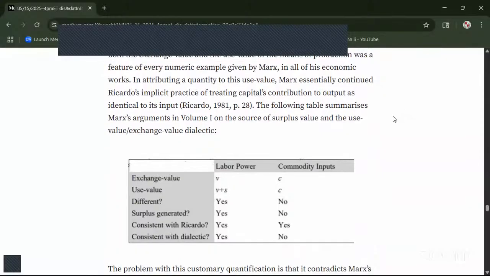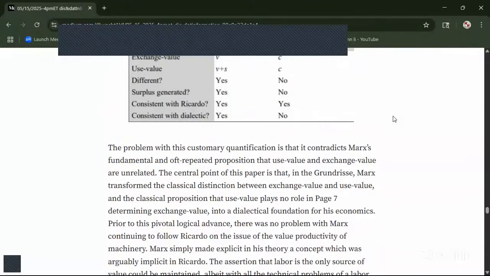The problem with this quantification is that it contradicts Marx's fundamental and oft-repeated proposition that use value and exchange value are unrelated. The central point of this paper is that in the Grundrisse, Marx transformed the classical distinction between exchange value and use value, and the classical proposition that use value plays no role in determining exchange value, into a dialectical foundation for his economics. Now, that's really important. There's a classical proposition, and then there's a dialectical critique of that that says, well, there's something else going on here.